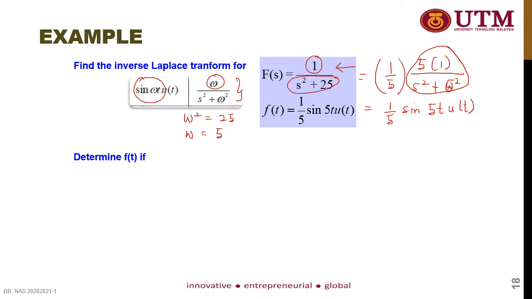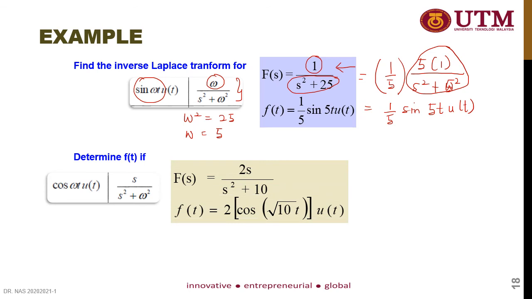Okay, same goes to the next example. Given is 2s over s squared plus 10 squared. From the equation, you may see that you have s on top, so it belongs to the cosine function from the table. So you can modify this equation a bit. It is equal to 2s divided by s squared plus, if you refer to the equation, omega squared. So your omega equal to 10. So it is 10 squared.